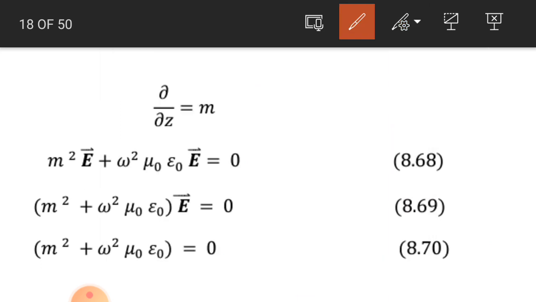So let us replace ∂ by ∂z with m. If we do that, we obtain equation number 68, where m square E plus omega square mu naught epsilon naught E is equal to zero. Equation number 68 can be written in the form of equation number 69: m square plus omega square mu naught epsilon naught into the phasor value of the electric field intensity is equal to zero.